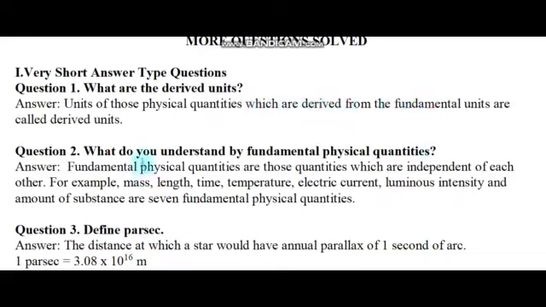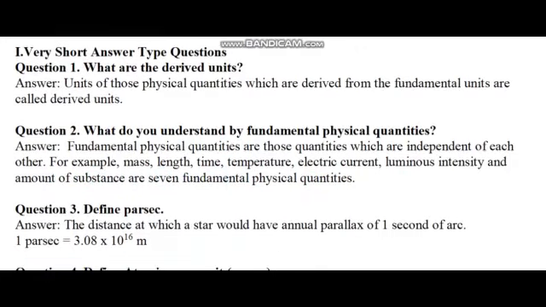Then the next question, what do you understand by fundamental physical quantity? Actually, fundamental physical quantities are independent of each other. Example: mass, length, time, temperature, electric current, luminous intensity and amount of substance. These are the basic 7 fundamental quantities.